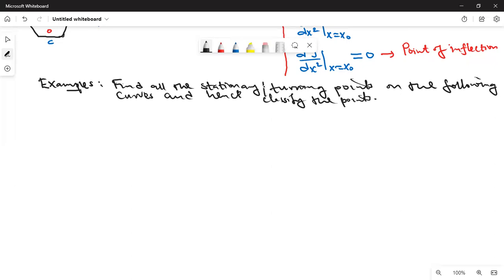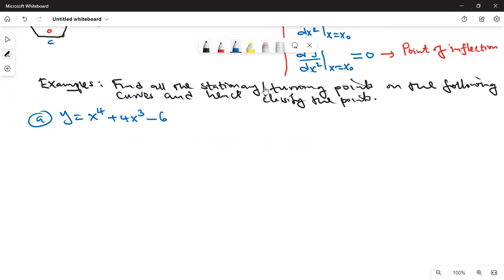Let's find the points and we classify them. We'll start with the simplest example. In part A, the simplest function is y is equal to x raised to 4 plus 4x cubed minus 6. We're given that function.